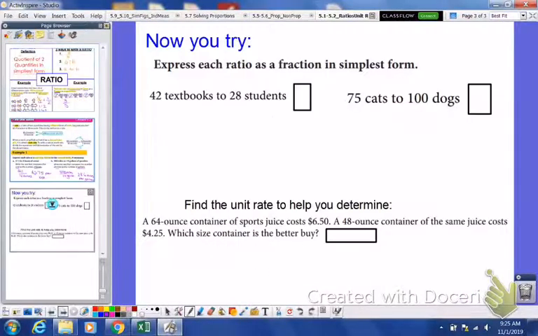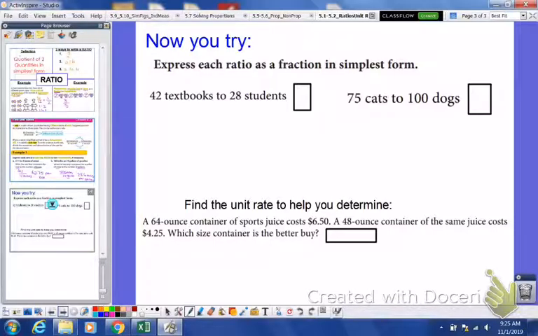Okay, so there's our first lesson, going over lesson 1 and lesson 2. A couple questions for you to try now. So the first two, express each ratio as a fraction in simplest form. We're talking about textbooks to students, and then cats to dogs.